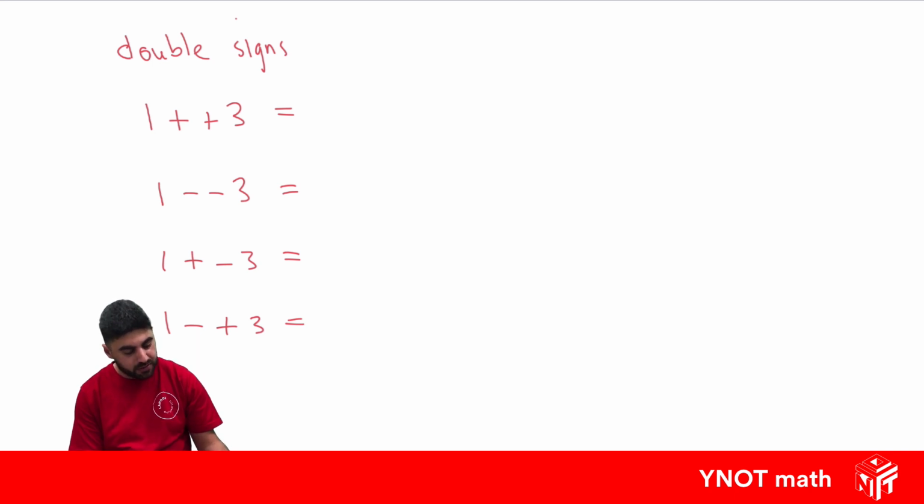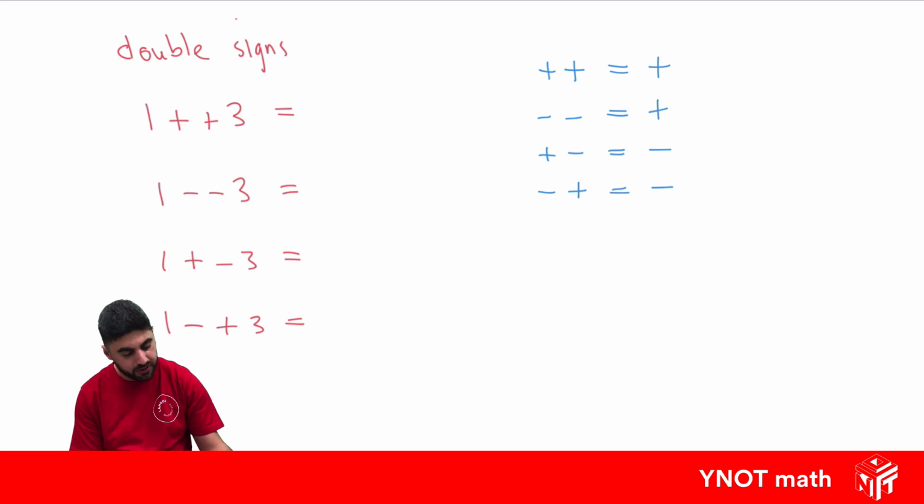Now, if we ever have a double sign, we can always change them into a single sign. So if you have 2 pluses next to each other, we can swap that out for a plus. 2 minuses is also a plus. And if we have a plus and a minus next to each other, that's always a minus. It doesn't matter which one's first. So if the signs are the same, they are a plus. And if they're different, you get a minus.